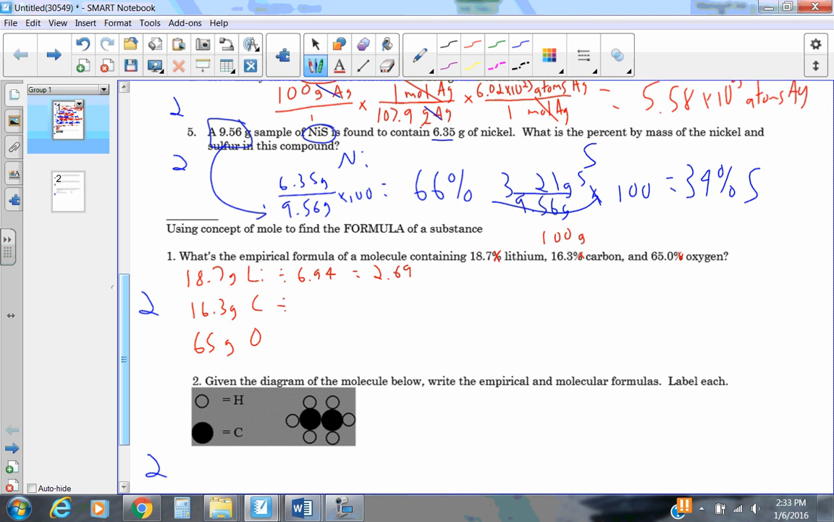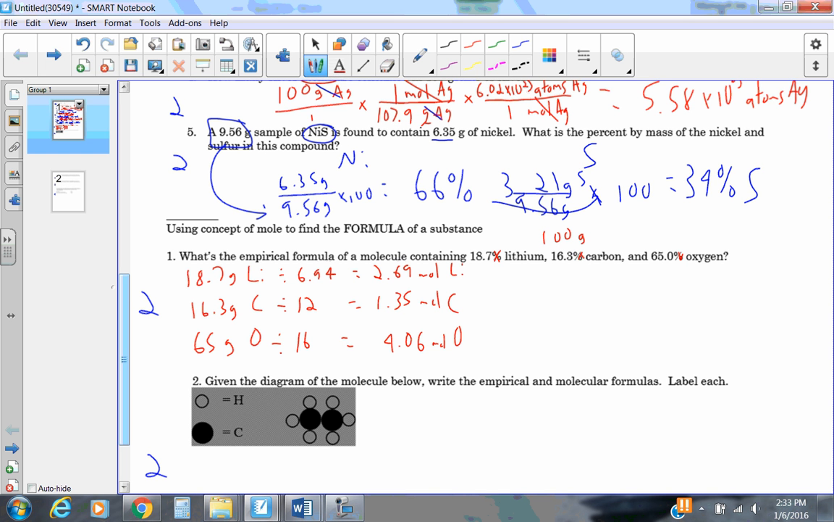Carbon has a molar mass of 12 grams per mole. When you divide that, you'll get 1.35 moles. And oxygen, when you divide that by 16, you're going to get 4.06 moles of oxygen. These might not be readily apparent of how many times bigger they are, unless you're pretty good at doing math in your head.